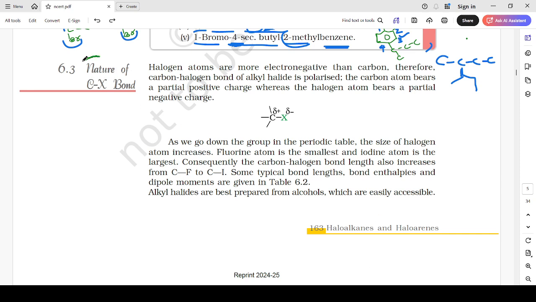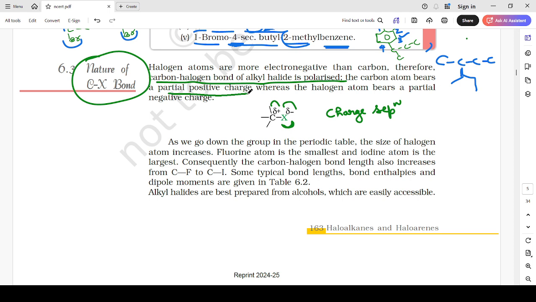We're talking about the nature of the C-X bond. Here you can see the electronegative element is present. So it is having delta minus and carbon is delta plus, because you can see there is a charge separation. As a charge separation, we mentioned the carbon-halogen bond of alkyl halide is polarized. The carbon atom bears a partial positive charge, whereas the halogen atom bears a partial negative charge.